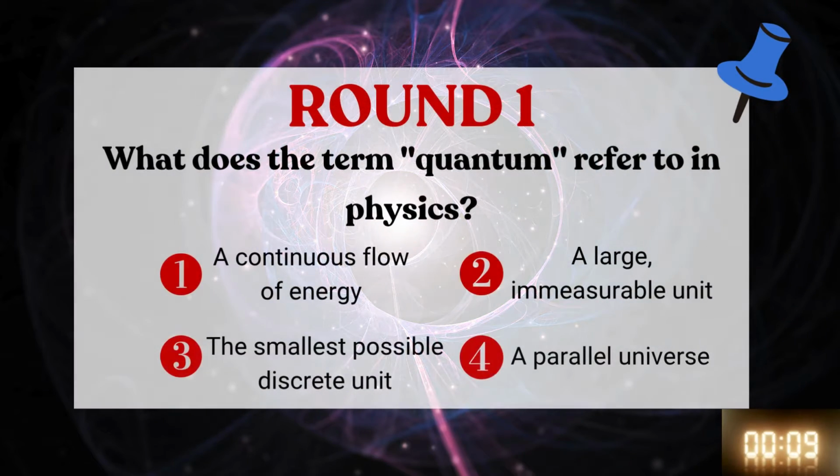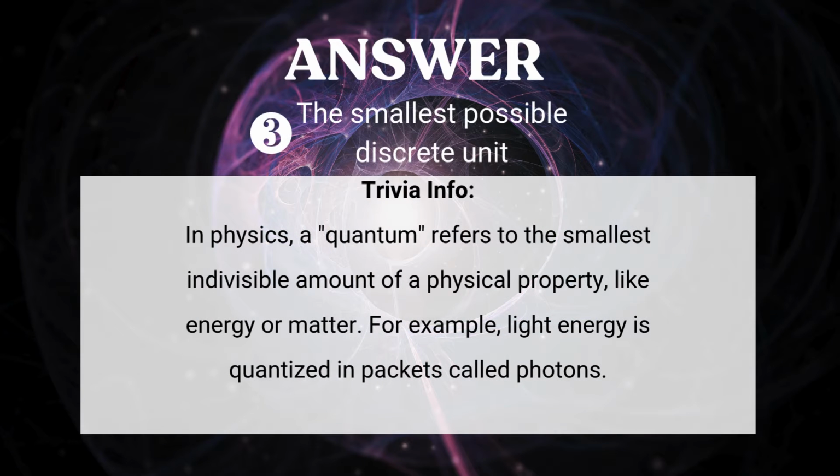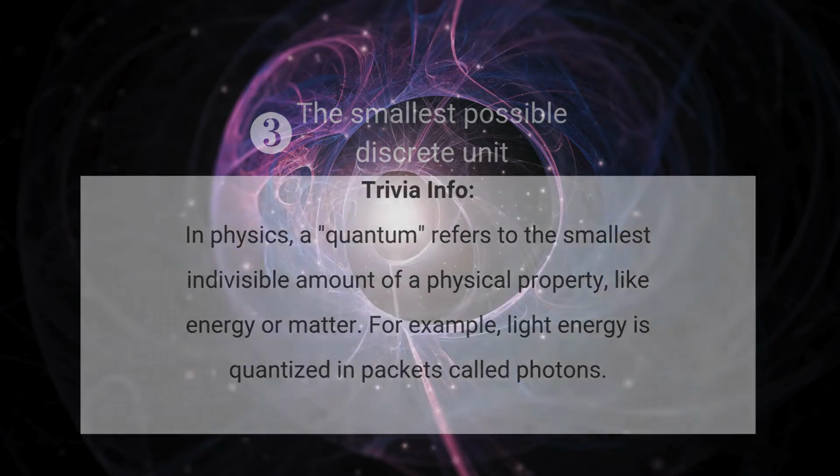What does the term quantum refer to in physics? Answer 3. The smallest possible discrete unit. In physics, a quantum refers to the smallest indivisible amount of a physical property, like energy or matter. For example, light energy is quantized in packets called photons.